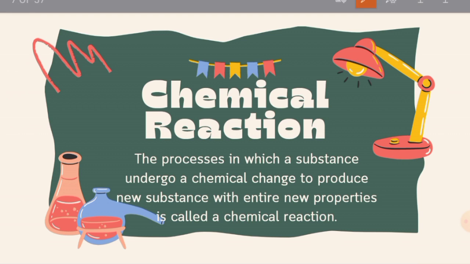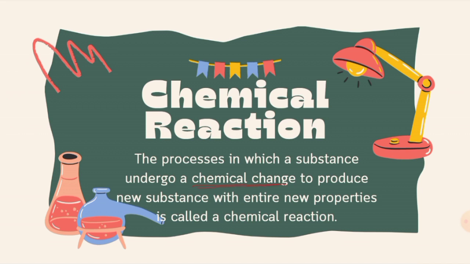But here we have a definition which looks very nice, right? The process in which a substance undergoes a chemical change to produce new substances with entirely new properties is called a chemical reaction. So chemical change is there, no? That is very important. That is why we have learned the chemical change. So chemical reaction is nothing but whenever a chemical change takes place in order to get some new substances with entirely new properties, then we can say that a chemical reaction has taken place. I hope it is clear.